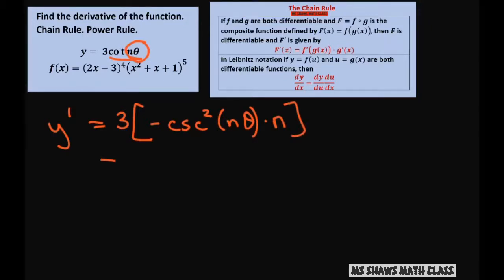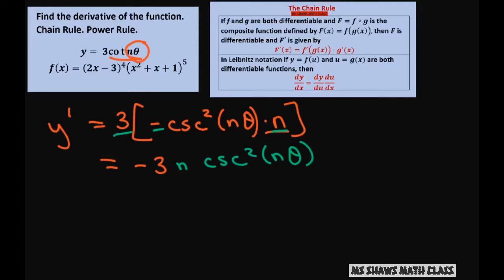And then when you simplify this, I'm going to pull this n in front, so we get negative 3n, pulling these in front. Negative 3n times cosecant squared of n theta.